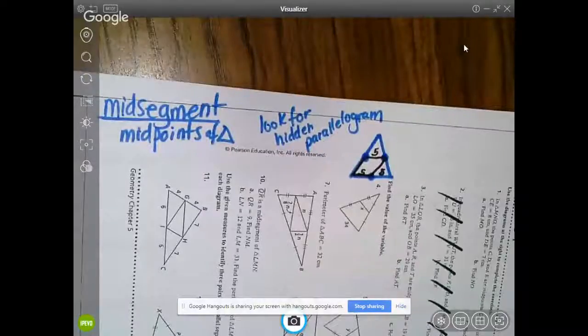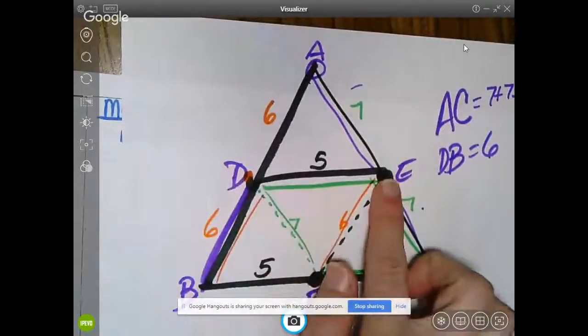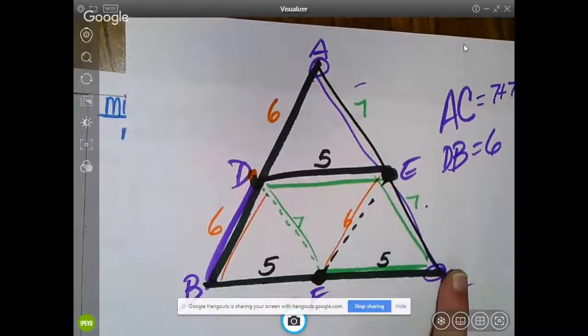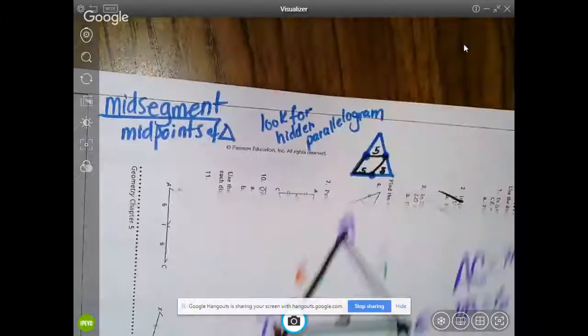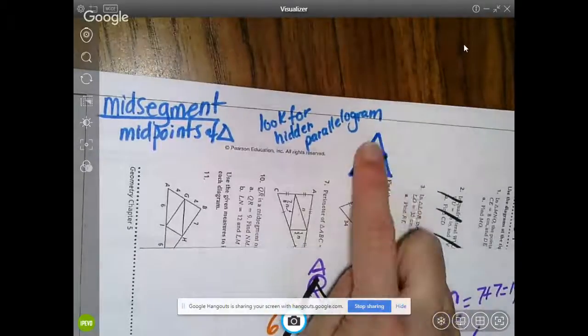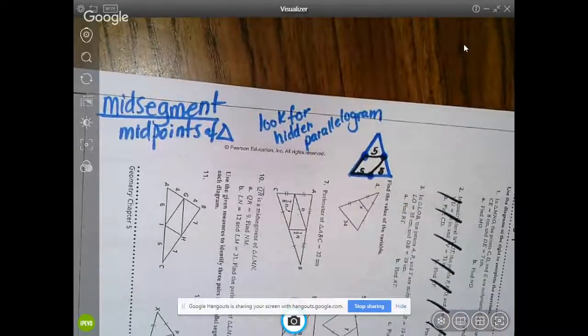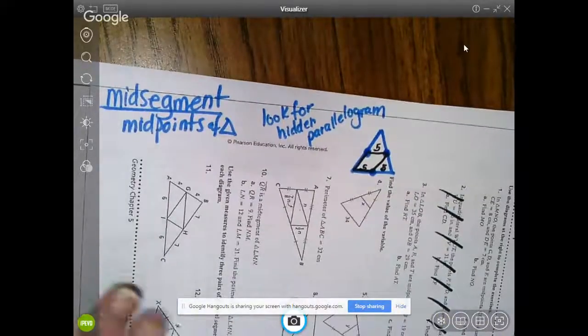Mid-segment is midpoints of a triangle, and we look for the hidden parallelogram. And the other thing that we'll find is the small side is always parallel to the larger side. So for example, if we look back at our picture, this 5 is parallel to this thing, which is 10. If we have our 7, it's basically whatever line is not touching the edge of the triangle, that line is the one that's parallel. We good?